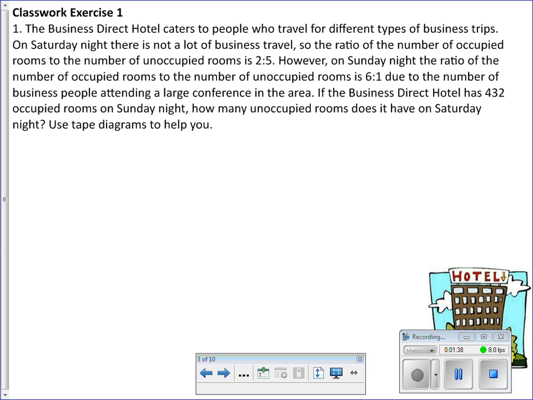First of all, does anybody have a question? Is there a word in there that you don't understand what it means? Anybody have a question on one of those words? It's okay to ask. Occupied means that there's somebody in the room renting the room. Unoccupied means the room's empty for the night.